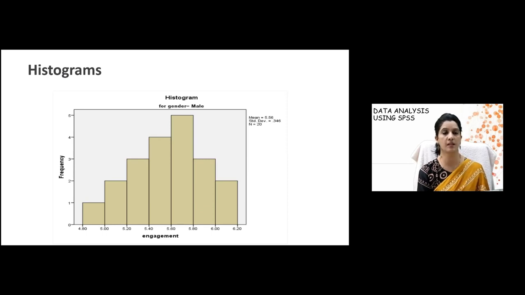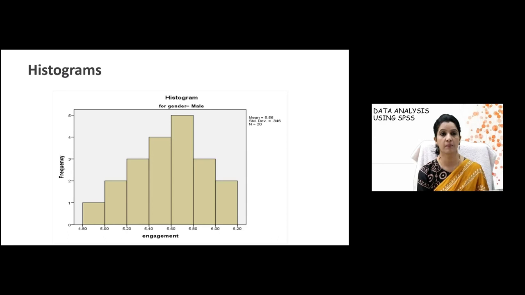Now coming to the graphical method. We discussed the numerical methods for the assessment of normality: Shapiro-Wilk, kurtosis and skewness, and mean and standard deviation. Now we have to discuss the graphical method. We discussed two things: the first one was the histogram and the second one was the QQ plot, or quantile plot.